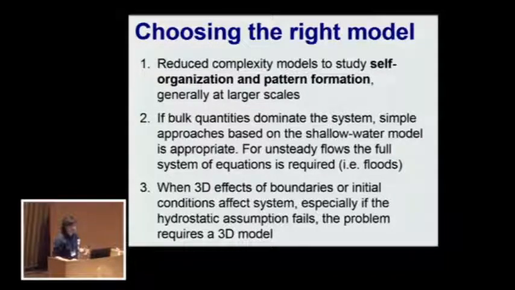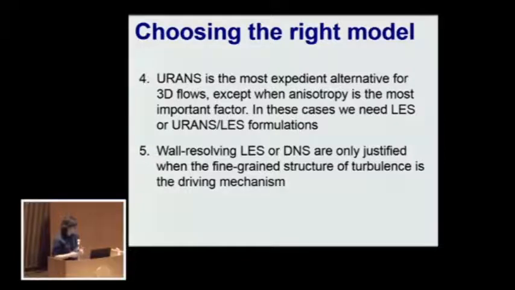Obviously, if you want to understand the arrival of a flood wave or something like that, there's probably not much information you can get from the finest scale structure of turbulence, right? It doesn't make any sense to perform LES in that case. When the three-dimensional effects of the boundaries and initial conditions affect the system significantly, then you have to go 3D and resolve the turbulence, right? So in these terms, Reynolds average is the most expedient alternative for three-dimensional flows, except when you have an idea that anisotropy might play a fundamental role.